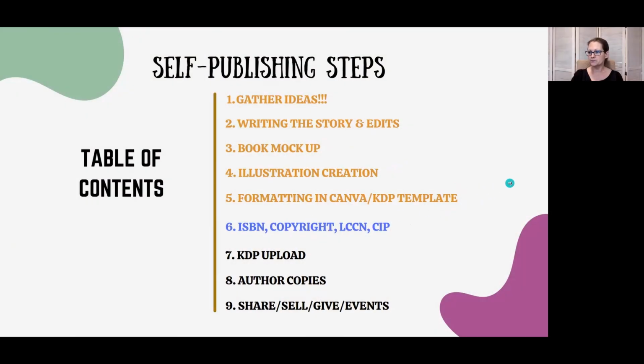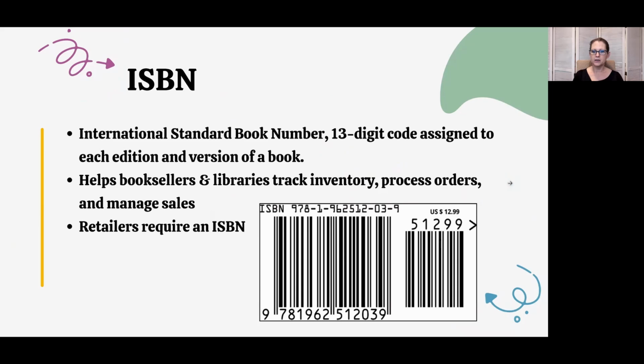Now we're at ISBN. So with the ISBN, it just stands for your International Standard Book Number. It's a 13-digit code. Every book has to have one, and every edition of your book has to have one. So that means if you have a paperback, a hardcover, and an ebook, they would all need 3 separate ISBNs. This also helps libraries track their inventory, process their orders, manage their sales. Every retailer, especially like an independent bookstore, will want an ISBN. So it's just this right here, just goes right on the barcode on the back of the book.